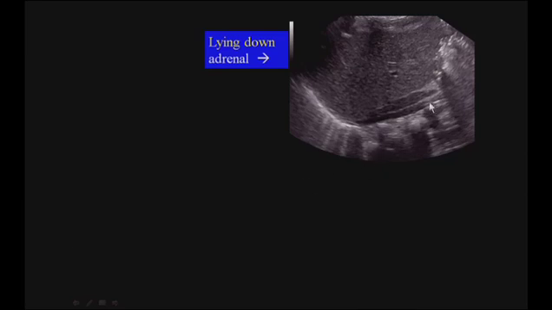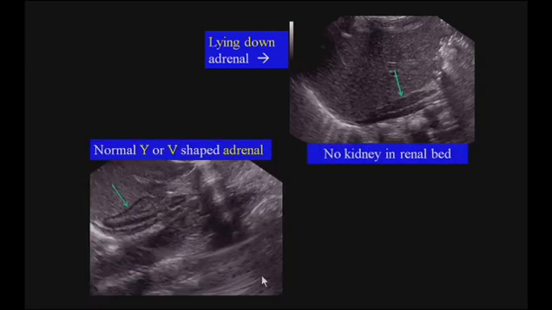This is an example of a lying down adrenal gland. This is the crus of the diaphragm, but this is the adrenal gland, and it is linear. There's no kidney seen in that renal bed. And again, that's in relationship to this normal Y or V-shaped adrenal gland.